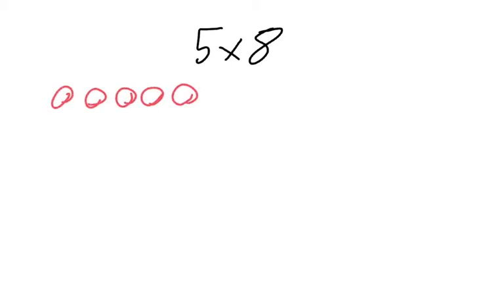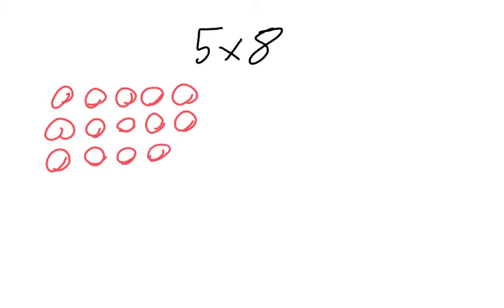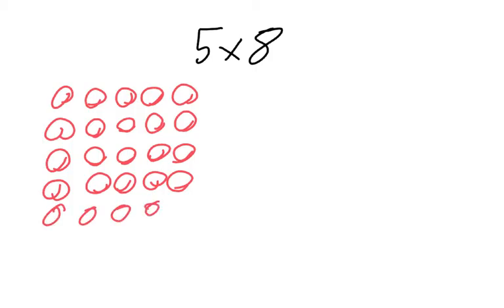So now let's try another one. Let's do 5 groups of 8. May draw them 5 in each row, so they give you 5 columns, and you may do this 8 times. And while I draw this, I know what you may be thinking. This is taking forever to draw.